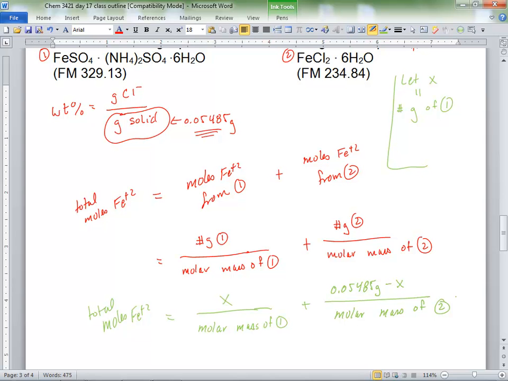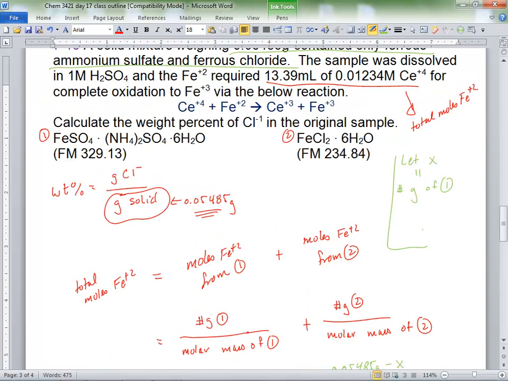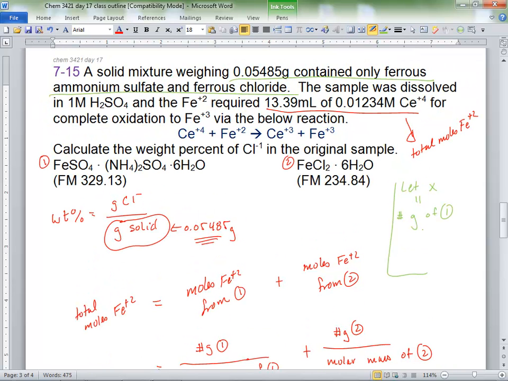Do we know the molar mass of number 1? Yeah, you just have to add it up. It's going to be some work. We'll let Andrew do it. Do we know the molar mass of number 2? Yeah, again, it's just a chemical formula. You figure it out. It's right up there anyway. Do we know the total moles of iron? All right? They told us.